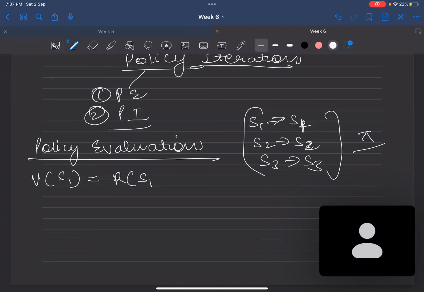So we are taking any arbitrary policy that S1 will always end up in S1. Like you said, 1/3 of the time I'm going to S1, 1/3 of the time S2, 1/3 of the time S3. That is also fine. But here I'm taking a very simple arbitrary policy: if I'm in state S1, I'll end up in S1. If I'm in state S2, I'll go to S2, and if I'm in state S3, I'll go to S3. So this is the first step. Is it clear? Yes. The second step is policy evaluation.